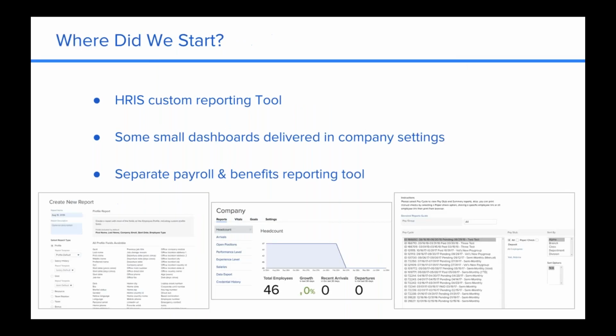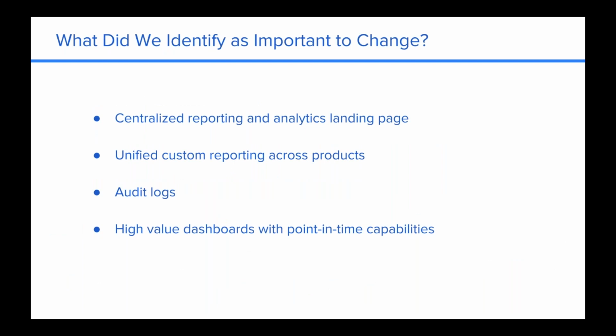And these things on the screen are just a few examples of what those needs might be. So where did we start? We started with the tools you can see on the screen. In our HRIS platform, we had a custom reporting tool. We had some small dashboards that were delivered in a company settings page to administrators. And we had a separate payroll and benefits reporting tool located in the payroll section of our application.